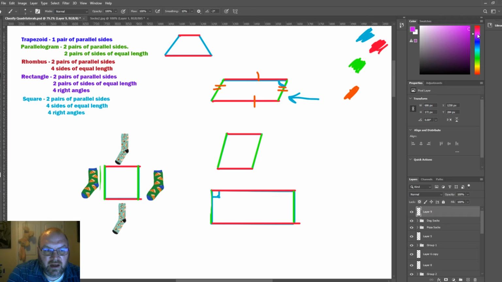Let me do a different color because that kind of blends in. There we go, like a purple. Okay, so 1 and 1. These two sides are the same. And then it'll do 1, it'll do 2, 1, 2. These two sides are the same.